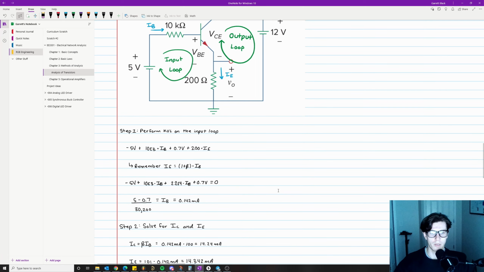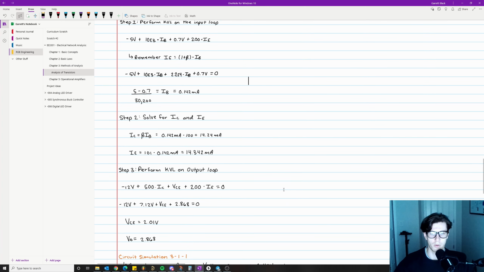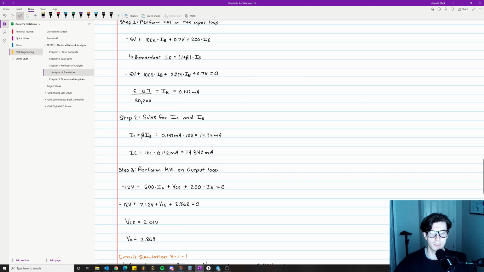Again, all we're going to do is perform Kirchhoff's voltage law on the output loop. So we have negative 12 volts plus 500 times I collector plus VCE plus 200 times I emitter equal to 0. We've just written these in terms of Ohm's law. VCE is still an unknown at this point. We're not directly solving for it; we're just using Kirchhoff's voltage law to give us the missing number.